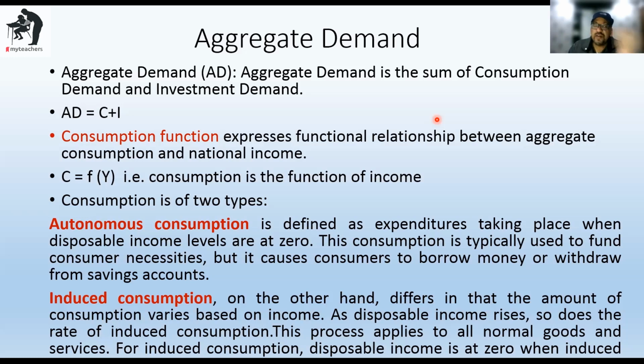On the other hand, induced consumption is that part of the consumption which depends on income, especially disposable income. Disposable income is that income which remains with the people after paying all types of taxes. So it is spent or saved. So this is the consumption demand.